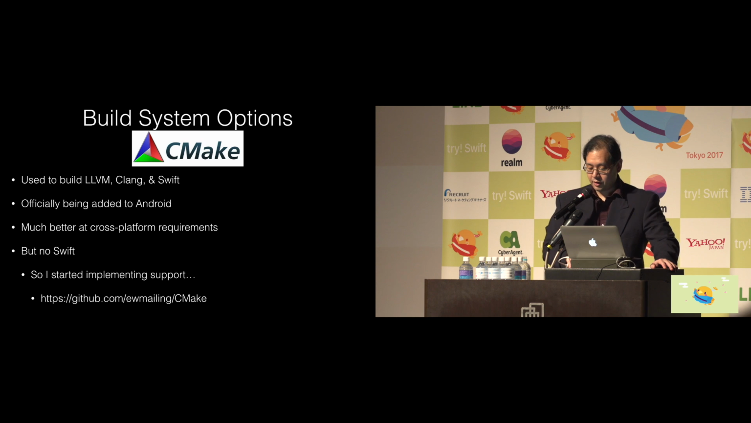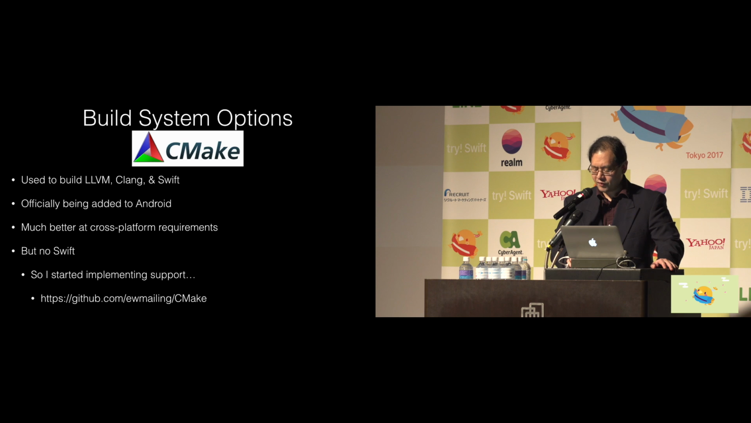Finally, there is CMake. CMake is well used by cross-platform projects. Even LLVM, Clang, and Swift are using CMake internally. And surprisingly, Android recently announced they are supporting CMake as part of Android Studio. The thing that is good about CMake is that it already has a lot of support for each platform's native build process. For example, it can generate Xcode projects.